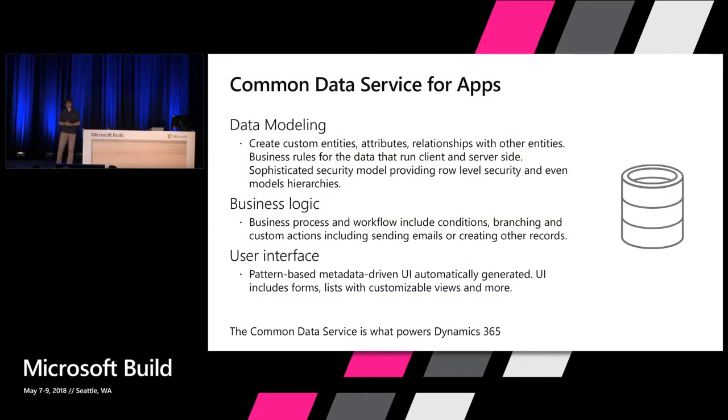So I talked about the Common Data Service for Apps. What does that actually entail? The Common Data Service for Apps brings in data modeling, which means that you can create all of your business data, your business entities, the relationships, the attributes, and you can put that in a single place that your business can use. And the security model can live on top of that as well.